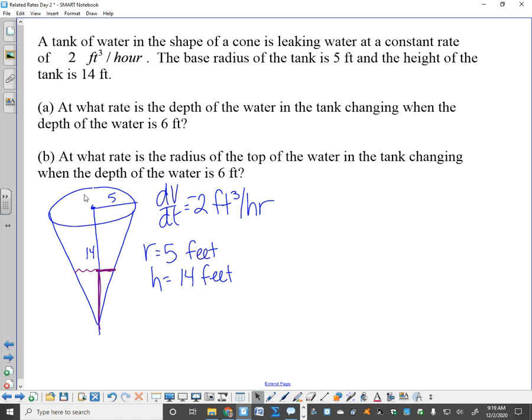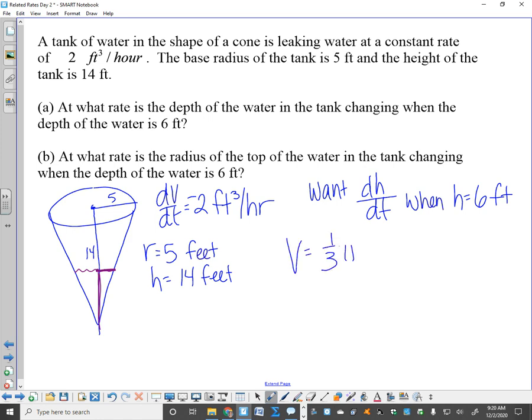At what rate is the depth, that's height, of the water changing? So I want dh/dt when h equals 6 feet. So when the height of the water is 6 feet, at what rate is the depth of the water changing? And again, it should be negative because we are decreasing. Okay, so let's start with the volume formula. Volume of a cone, which again I would provide for you, is 1/3 pi r squared h.